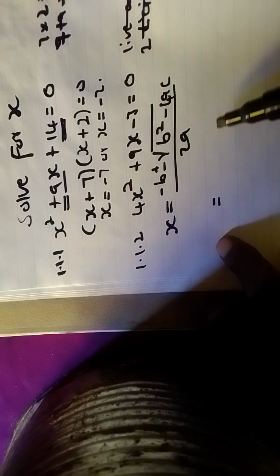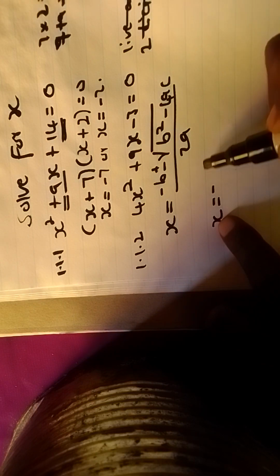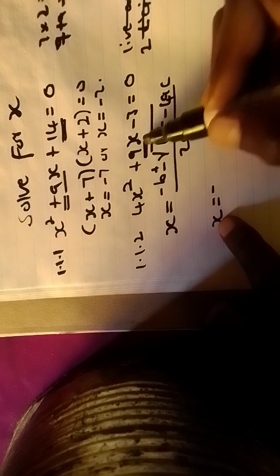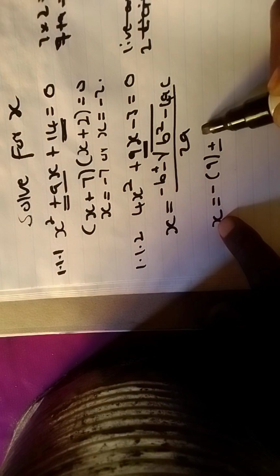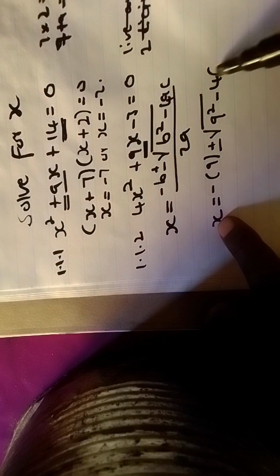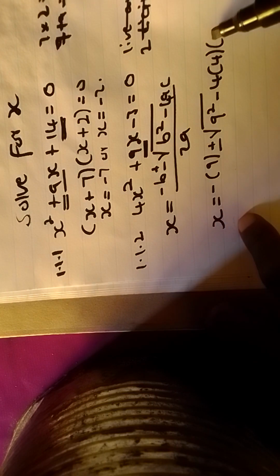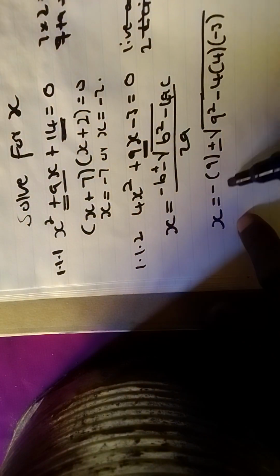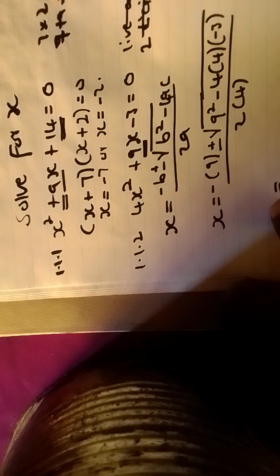now we do some substitution. x will be equal to minus, our b is equal to 9, negative, plus or minus the root of 9 squared minus 4. Our a is equal to 4, then our c is equal to negative 3, all over 2 multiplied by 4. Now, you can check it.